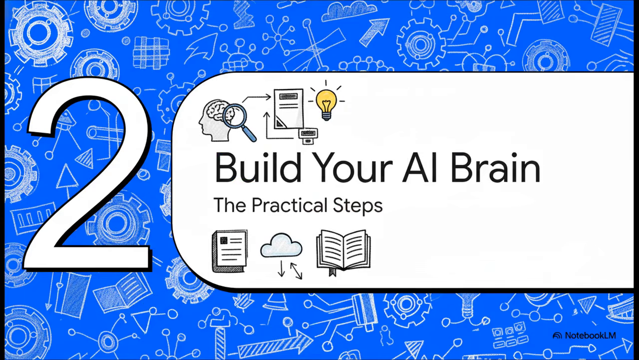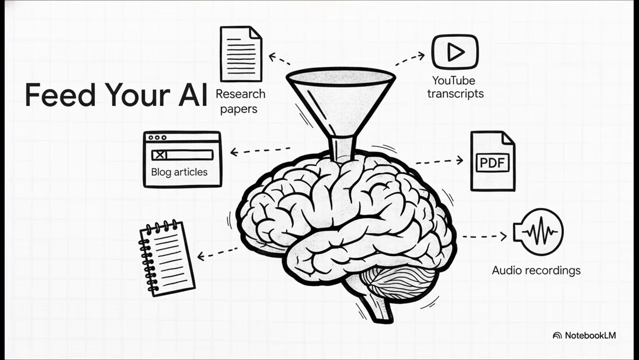All right, so how do we actually do this? Let's get into the practical steps of how we build this thing. We are literally going to construct our own personal AI brain, customized for whatever project we're working on. And the best part is you can feed it almost anything. We're talking research papers, blog articles, your own messy meeting notes, transcripts from YouTube videos, PDFs, you can even upload audio recordings. You are essentially building a curated, super smart knowledge hub for the AI to work from.